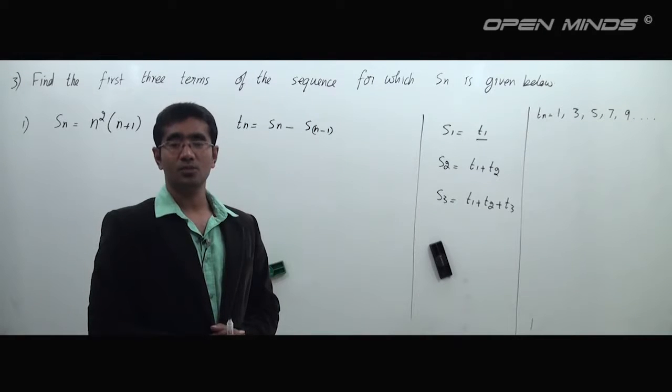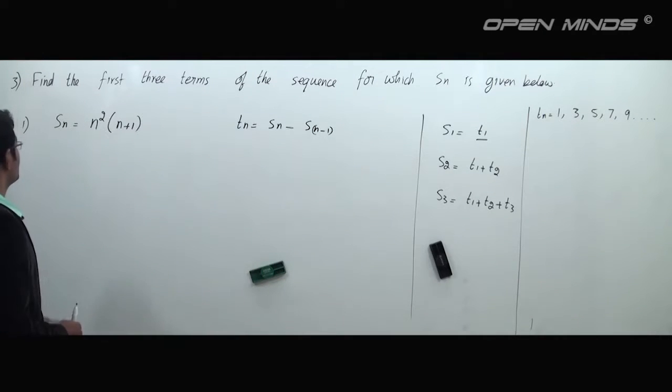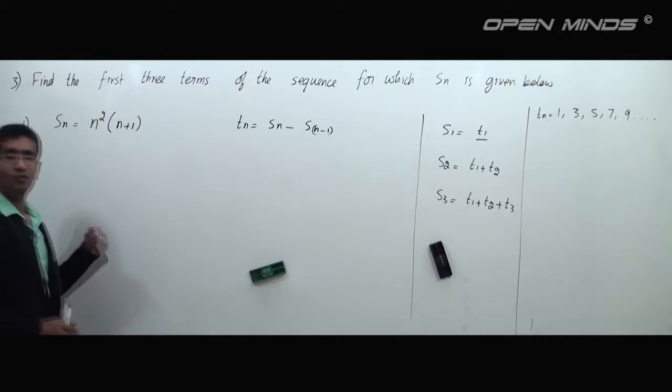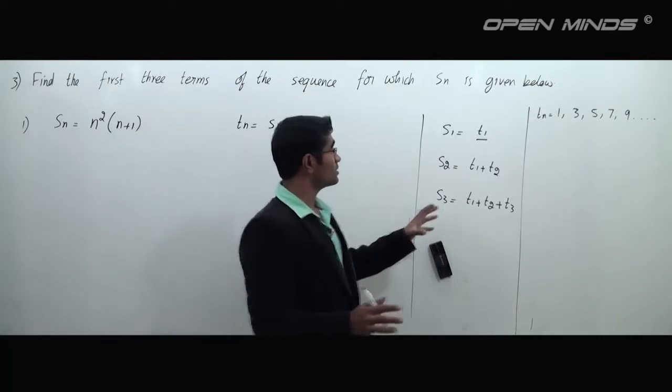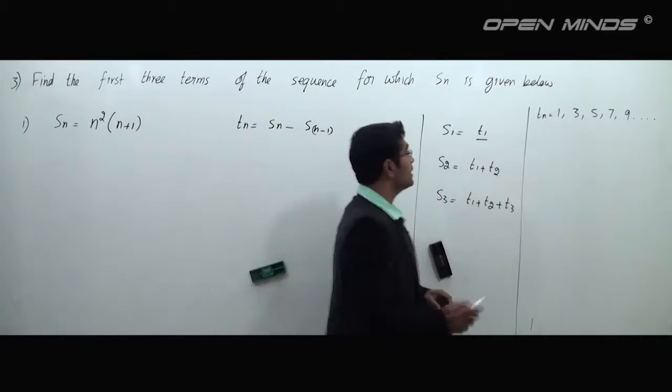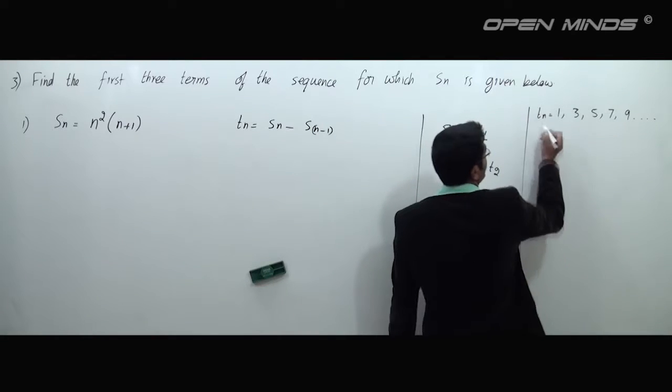So let's work on these problems to find the first three terms. Given to you is the formula for Sn. Before I start this, let's just go ahead and try to understand this with a simple problem. All right, look at that. That's a sequence given to me, and that is Tn.